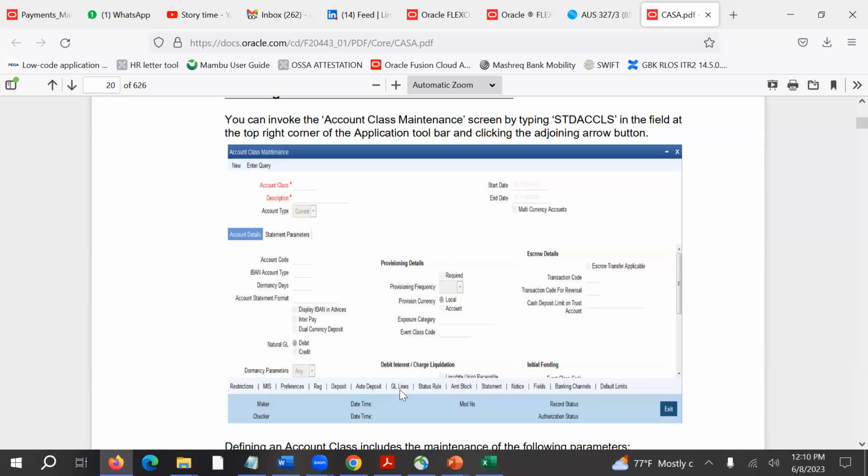Customer is not paying for 4-5 years, so then that has to be moved to a different status. When that particular account is moved to another status, what is the GL? That information is provided in the GL lines. This is for the status rule. As I said, if customer is not paying for 30 days, what should be the new status? For the new status, what is the GL?